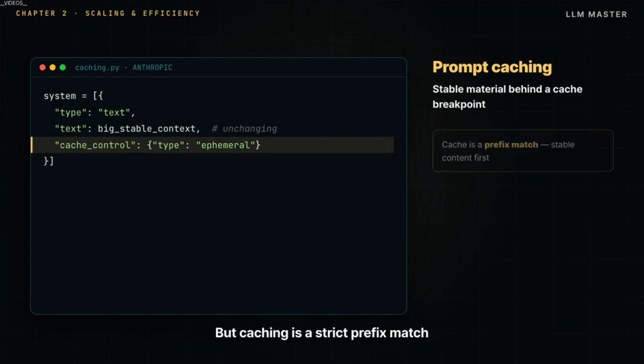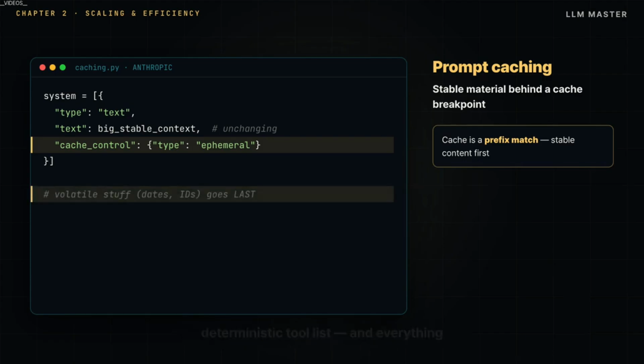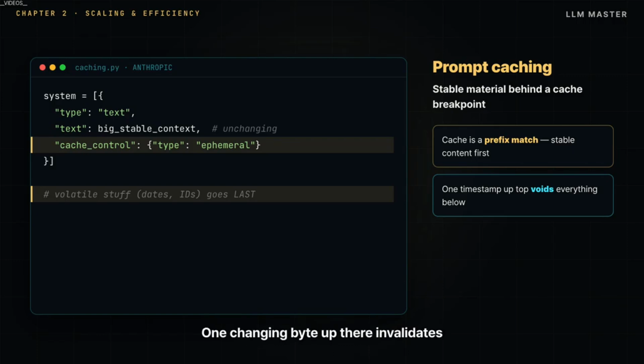But caching is a strict prefix match, and that dictates how you structure prompts. Everything stable goes first, frozen system prompt, deterministic tool list, and everything volatile goes last. The classic mistake is putting the current timestamp or a request ID at the top of your system prompt. One changing byte up there invalidates everything below it, and your cache hit rate silently drops to 0.